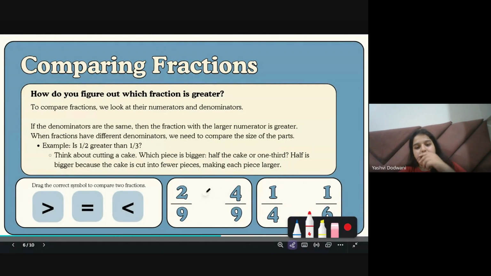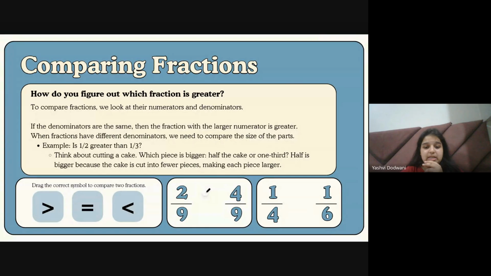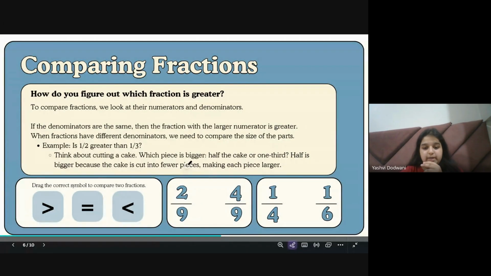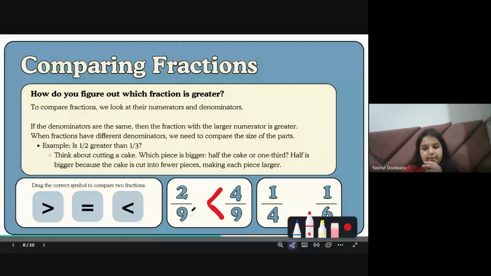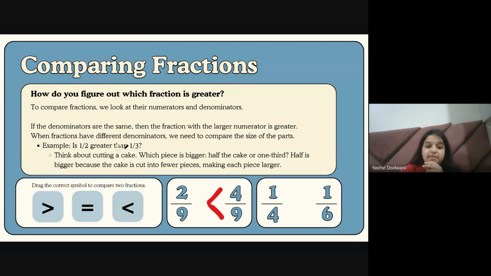When we need to compare, we see both the numerators and denominators, and once the denominators are the same, we look at the numerators. Now when we see the numerators, one is 2 and one is 4. Of course 4 is bigger than 2, so 4 by 9 would be greater than 2 by 9. Okay. Now when the fractions have different denominators, we need to compare the size of the parts.